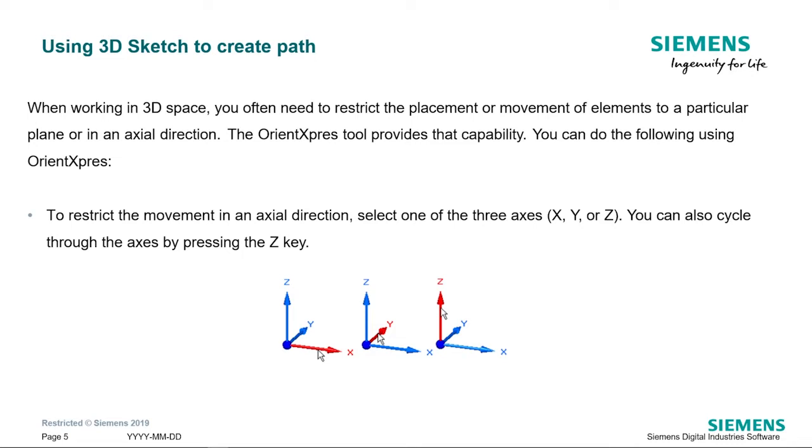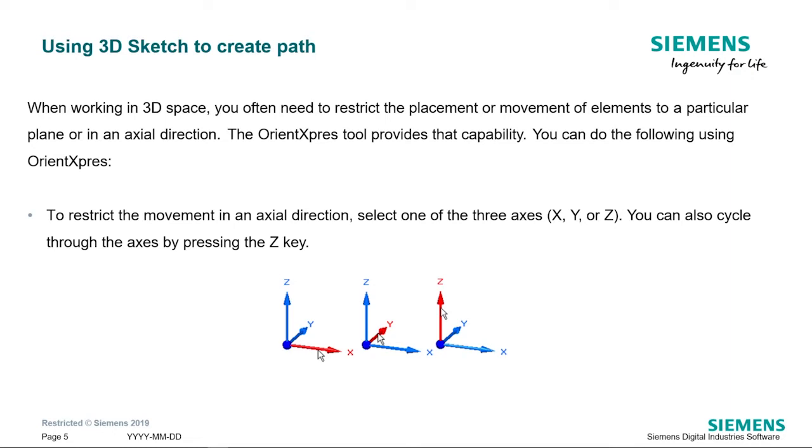So what exactly is that? This specifically, inside Solid Edge, is called the Orient Express tool. The necessity of this tool is that, say for example, if you want to lock your path into a specific axis, let's say the X axis, Y axis, or Z axis, you can select the specific axis on this Orient Express tool, and it locks that path in that specific axis.